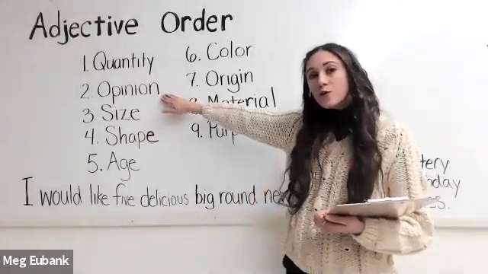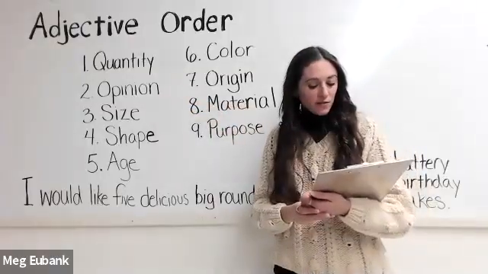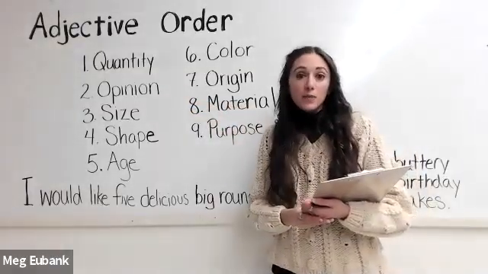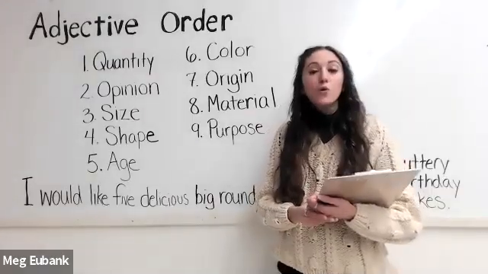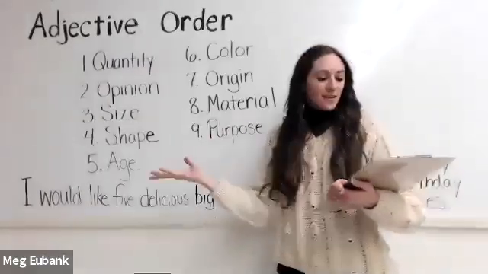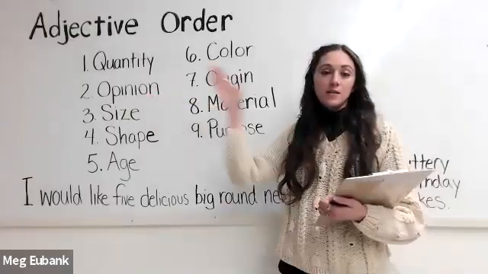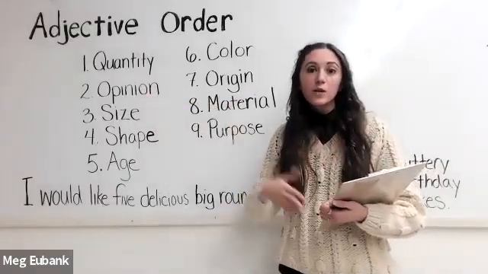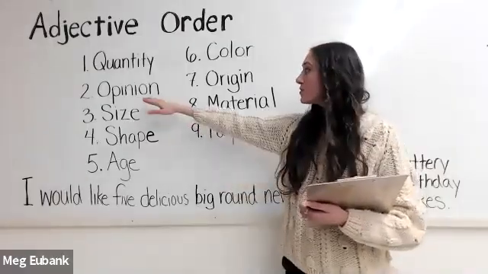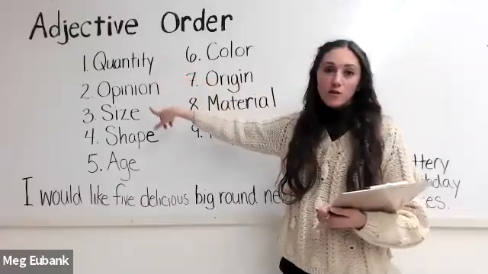If you are offering an opinion, so you have an adjective like it's pretty, or it's disgusting, or it's boring, or it's amazing, or it's hard. Those are all opinions. That's how you feel about something. You look at something and you think it's beautiful. Well, that would go next after a number.